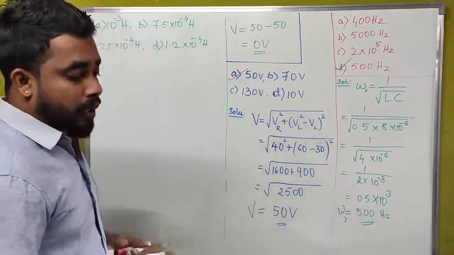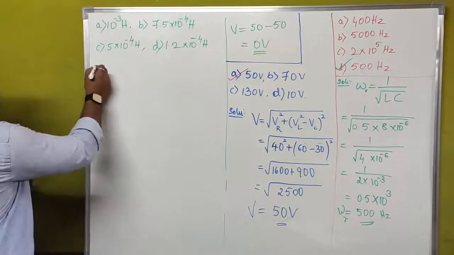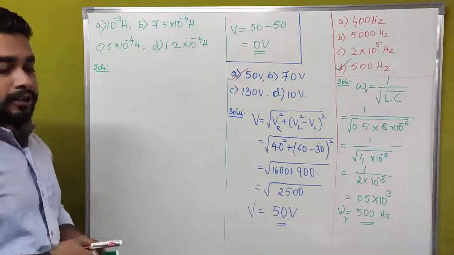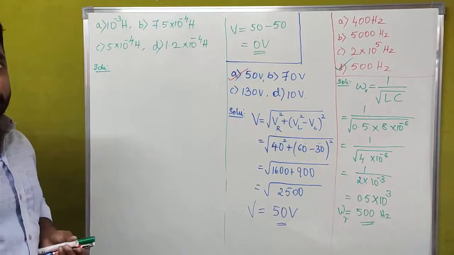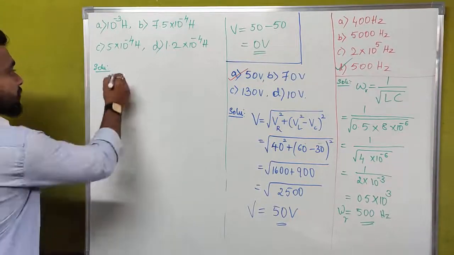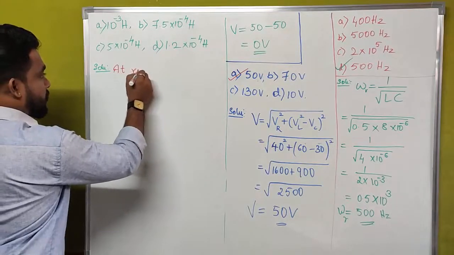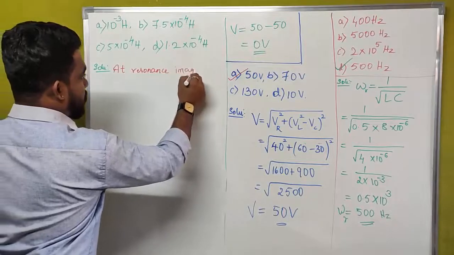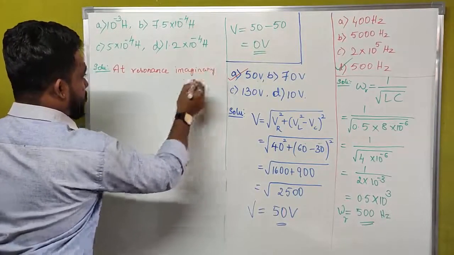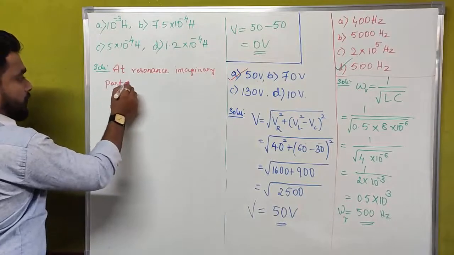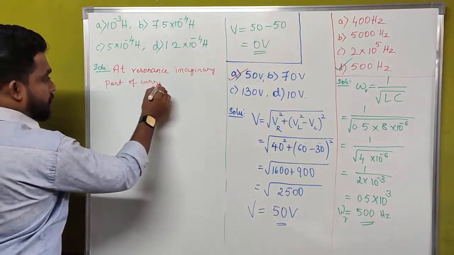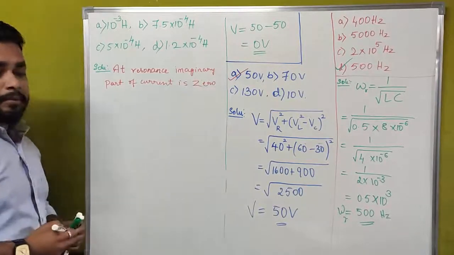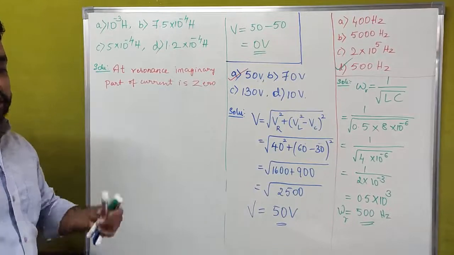For that, at resonance, the imaginary part of current is 0.